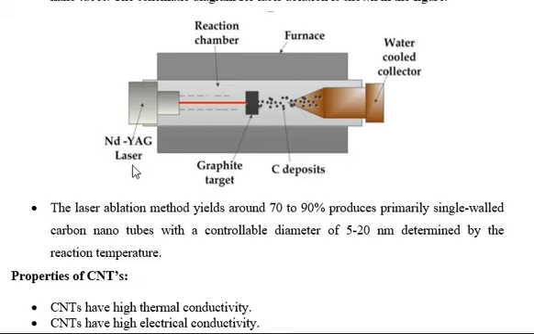So what is a laser? In our previous classes we have learned what a laser is. Laser stands for light amplification by stimulated emission of radiation. So what does the laser mean? Laser is the stimulated emission of radiation. So we have learned that there are a 3-level laser system and a 4-level laser system. This NdYAG laser is a 4-level laser system.